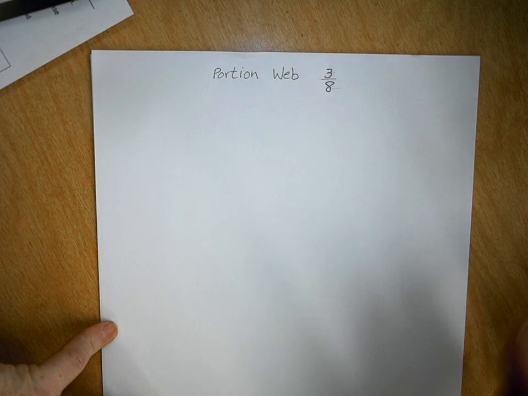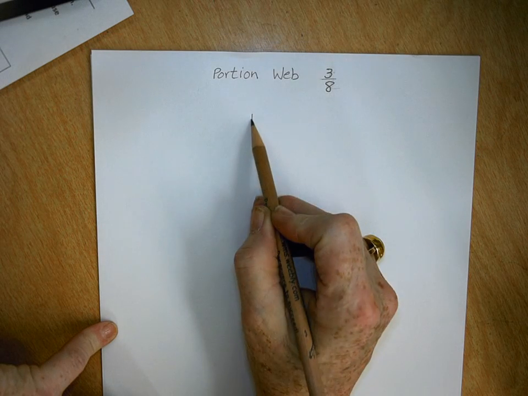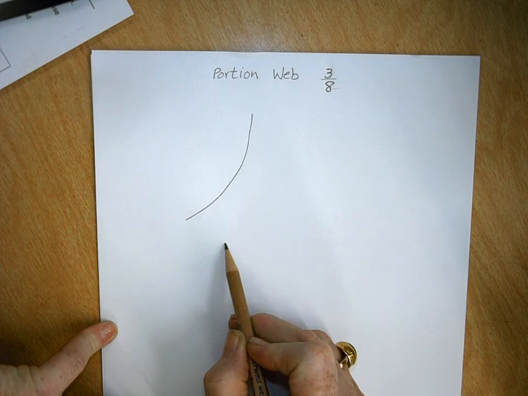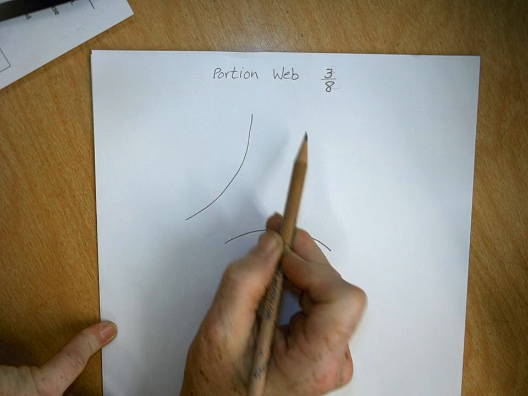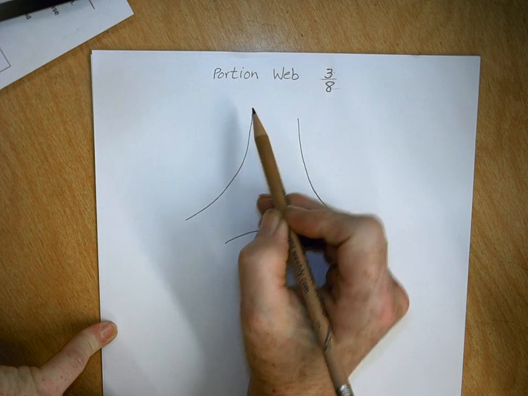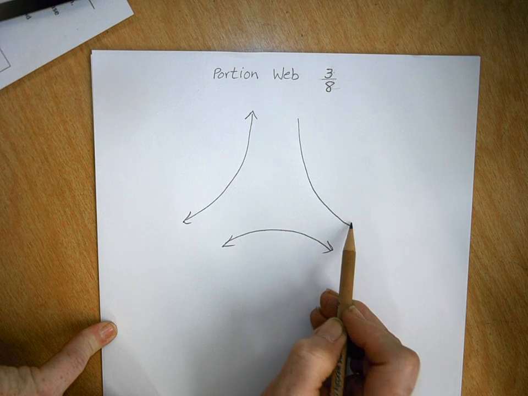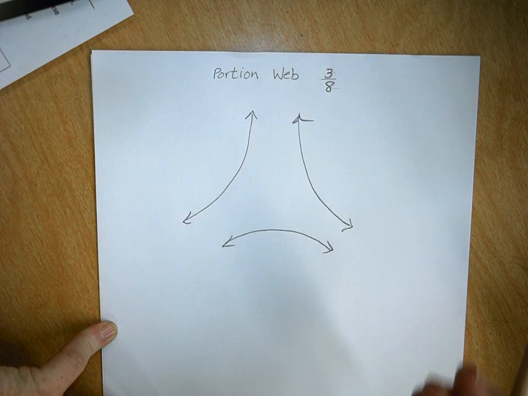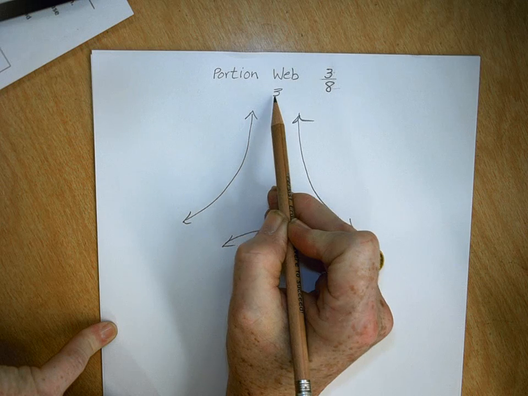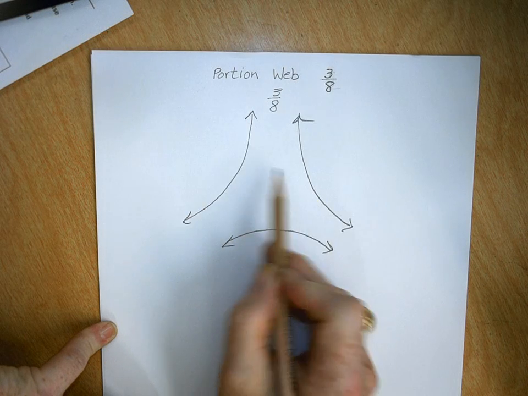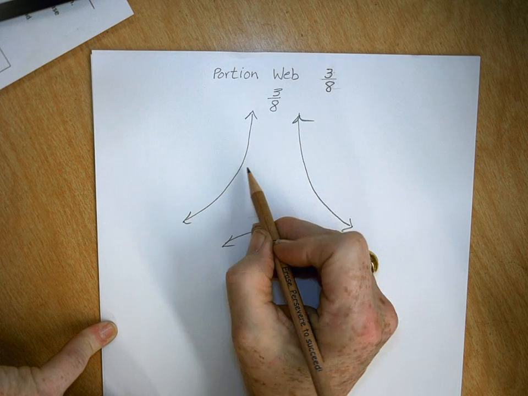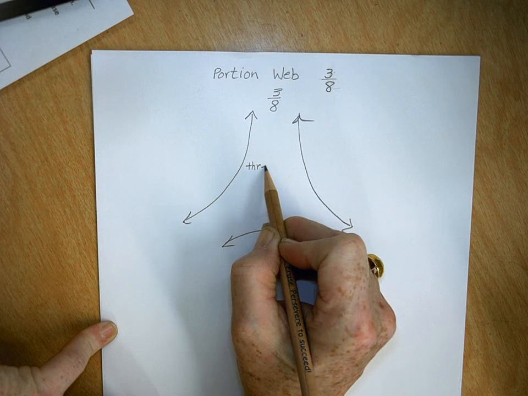This lesson is about completing a portion web for 3/8. So I start out by drawing my portion web, which is somewhat shaped like a triangle. It shows that all parts are connected. And I put my fraction at the top, 3/8. In the center, I'm going to write the words 3/8.